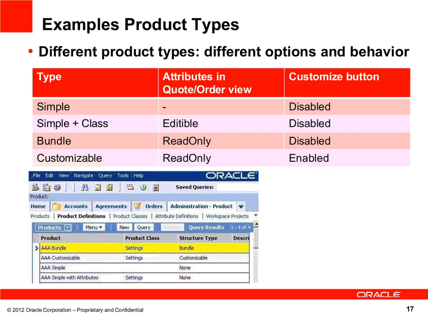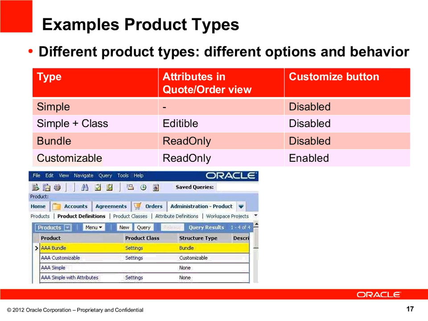Regarding the product types I mentioned before, between none, bundle, and customizable, I would like to add something. The screenshot at the bottom is from the administration product definition. You can see there are 4 different types of products. The first one is a bundle with the structure type bundle. Then we have a customizable product with the structure type customizable. And then we have a simple product with nothing, that's the structure type none, and a simple product where attributes are assigned to a setting class. It also has the structure type none.